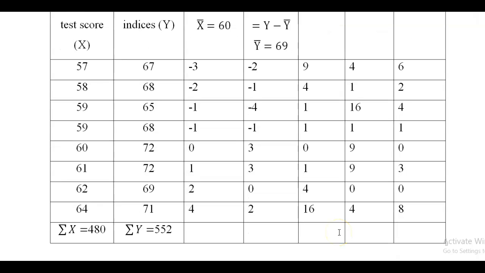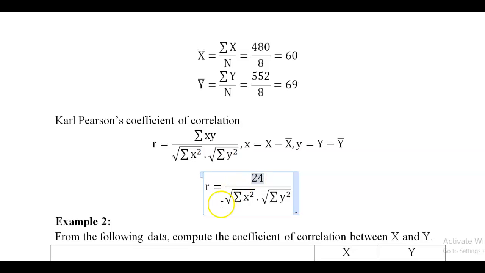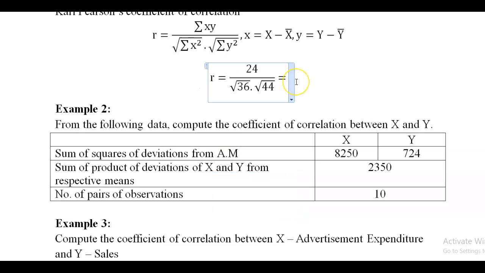So now we have to find the total. Summation x square is 36, summation y square is 44, and summation xy is 24. Right? So now we will substitute all these values in the formula. So r equal to summation xy divided by square root of summation x square into summation y square. So the value for summation xy is 24 divided by square root of summation x square is 36 and summation y square is 44.